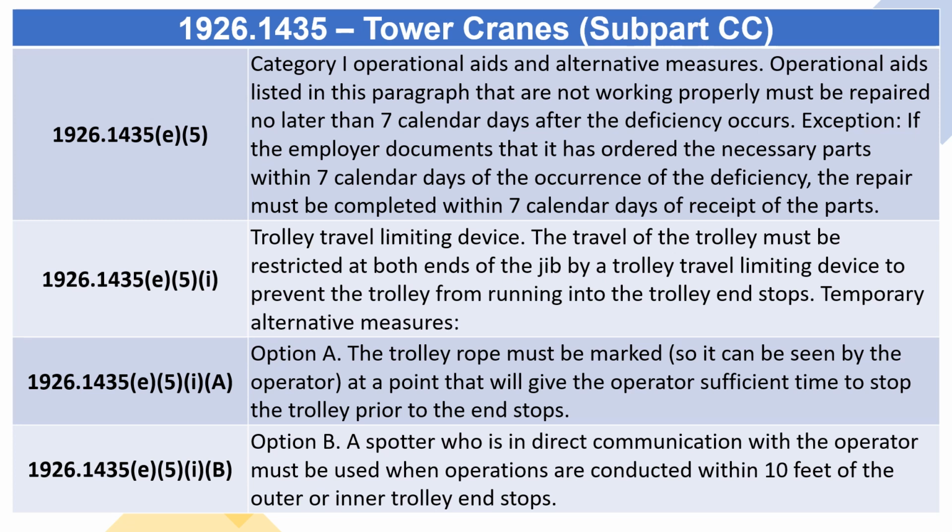1926.1435 E5 I. Trolley travel limiting device. The travel of the trolley must be restricted at both ends of the jib by a trolley travel limiting device to prevent the trolley from running into the trolley end stops. Temporary alternative measures.